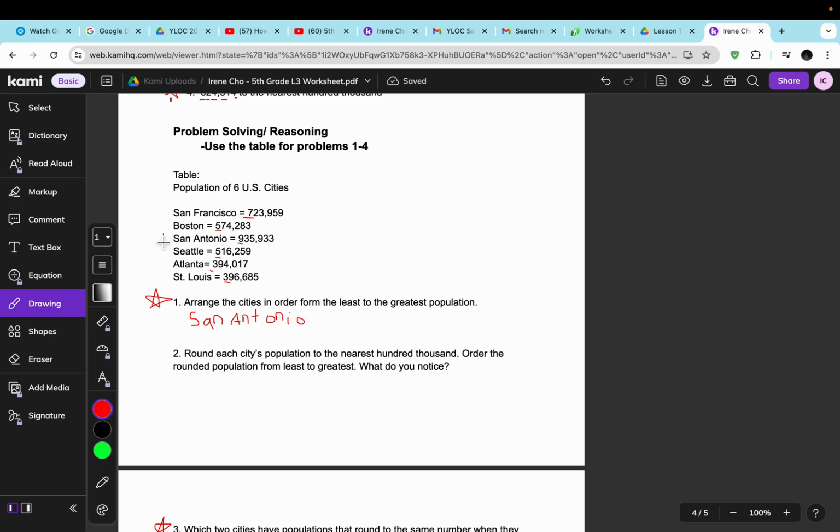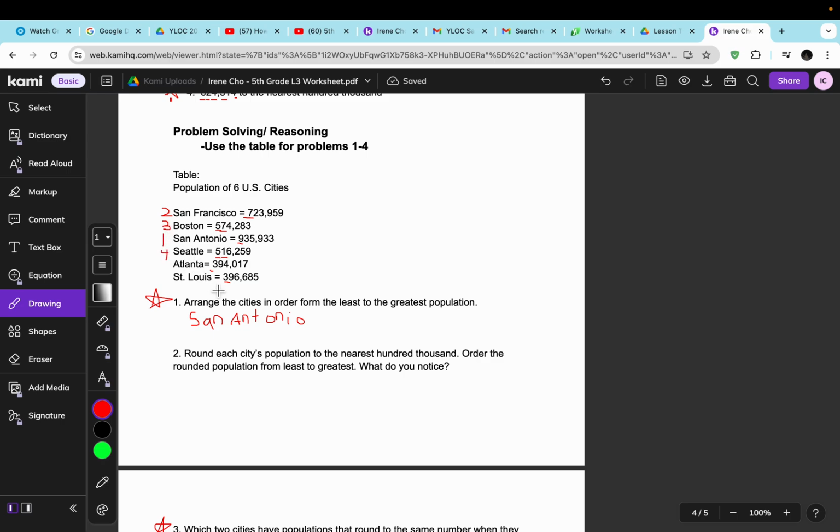I'll just put a 1 because writing it is a little hard. After that, we'll look at the second highest number, and it's San Francisco with the 7. So that'll be our second highest population. And then for the third one, there are two 5s. So we'll look at the digit afterward, the 10,000s place. It's a 7 for Boston, and for Seattle it's a 1. Because 7 is higher than 1, Boston will be the third highest and Seattle the fourth.